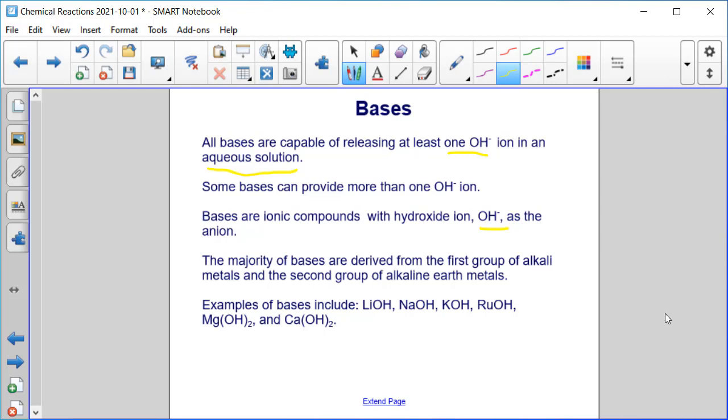The majority of bases are derived from the first group of alkali metals and the second group of alkaline earth metals. So we can see the group 1 examples here: lithium, sodium, potassium, rubidium hydroxide, and they all have one hydroxide ion that they can provide. And the group 2 bases, magnesium and calcium hydroxide, you can see that they have two hydroxide ions.